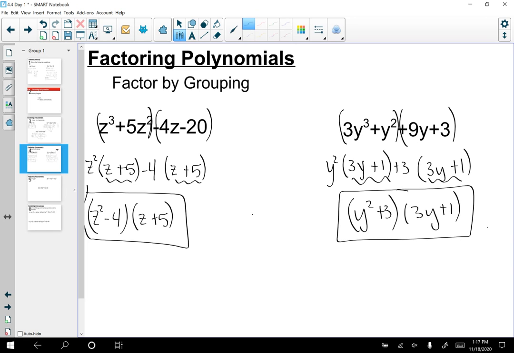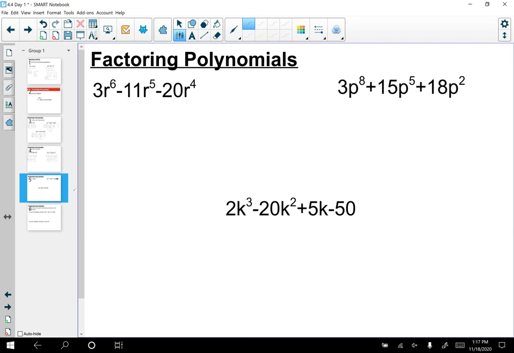And if I wanted to double check, I could FOIL these back together, and I should get my original. All right, here are 3. I want you to go ahead again, pause the video, and use the appropriate method to factor all 3 of these.